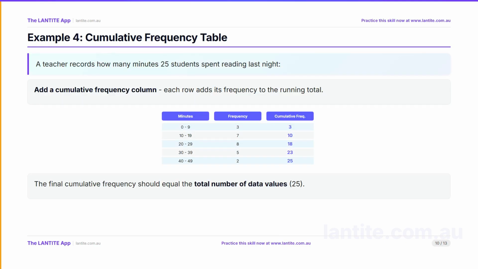Cumulative frequency is the running total of frequencies. You add each frequency to all the ones before it. For 0 to 9 minutes, the frequency is 3, so the cumulative frequency is 3. For 10 to 19 minutes, the frequency is 7, and 3 plus 7 gives a cumulative frequency of 10. We keep going. 10 plus 8 is 18, then 18 plus 5 is 23, and 23 plus 2 is 25. The final cumulative frequency should always equal your total number of data values, in this case, 25. This is a good way to check your work.